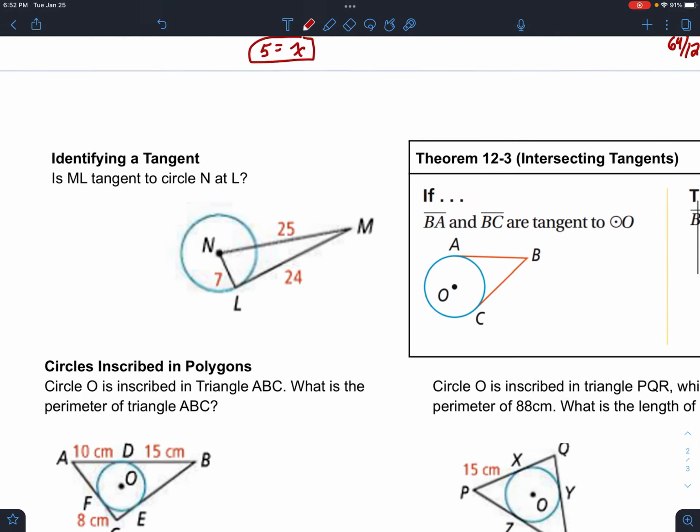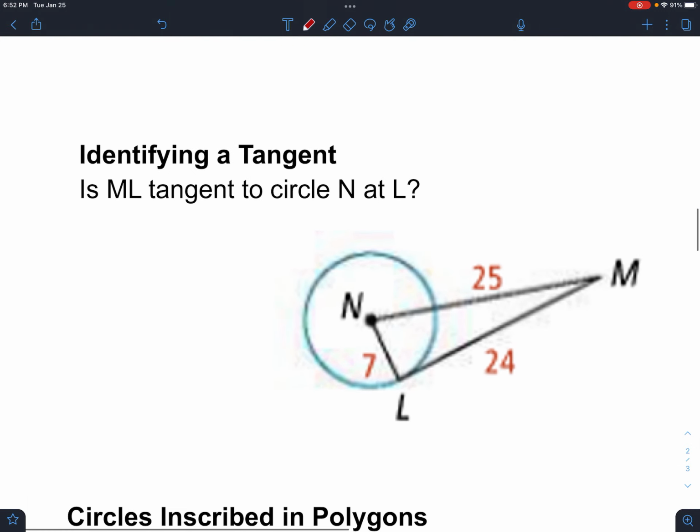All right, so another thing that we can use that theorem for is identifying a tangent. So the question is, is ML tangent to circle N at the point of tangency L? I don't know. If we can prove that there's a right angle, then that means tangent, because right now there isn't a right angle there. So how do we prove that a triangle is right? Well, if it obeys the Pythagorean theorem, it's a right triangle. The Pythagorean theorem also goes the other way.